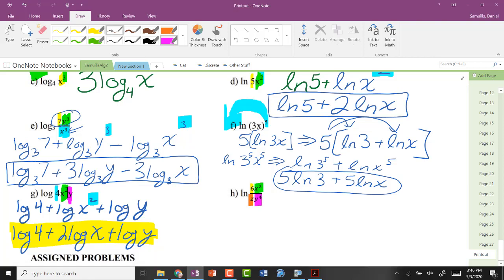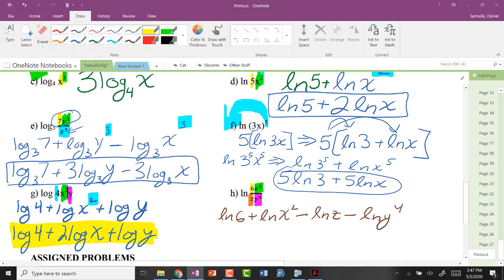Okay, 4 logarithms. So I have the natural log of 6 plus the natural log of x squared. Now, the z and the y are both being divided. See how they're both in a denominator? Minus natural log of z minus natural log of y to the 4th. All right, once again, these 2 are both in a denominator, so these 2 need to be subtracted.